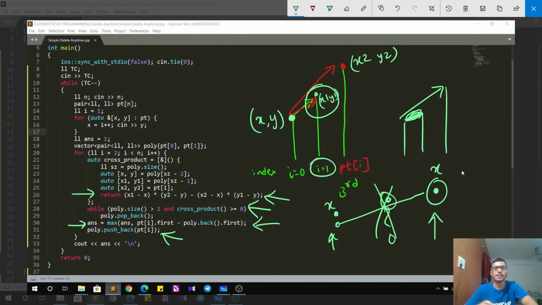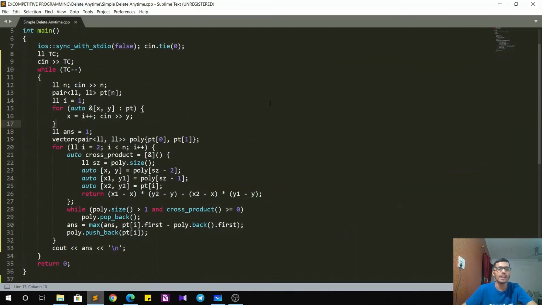So this was the implementation. I think it's pretty easy to implement, even easier in C++17 because we have structured binding. So I don't have to worry. I just store the pair in x1, y1, x and y, and I don't have to write dot first, dot second, complex statements. That's the other part. But implementation wise, I think it's easy if you know the cross product part.